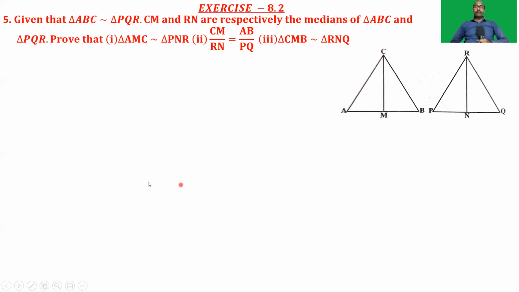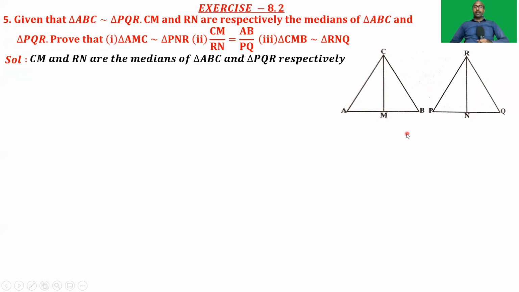So this is the figure given. Here ABC and PQR are two similar triangles, and CM and RN are the medians. What is meant by median? The line joining a vertex to the midpoint of the opposite side in a triangle is called the median. So here M is the midpoint of AB, and also N is the midpoint of PQ. So AM is equal to BM is equal to half of AB.